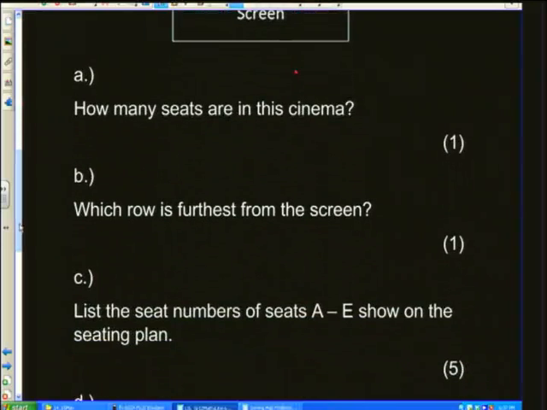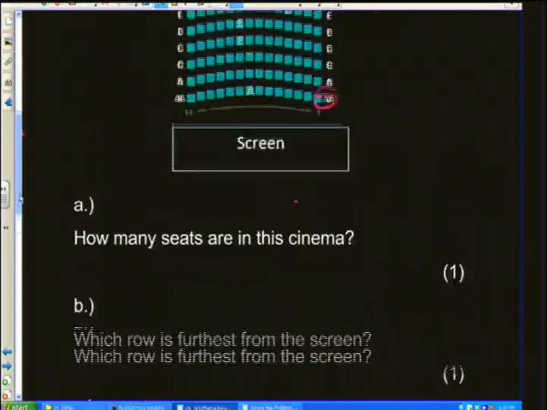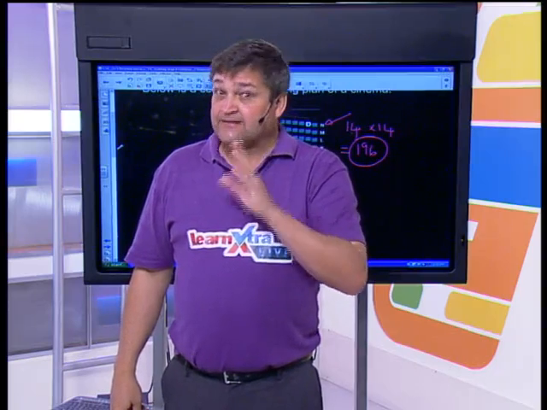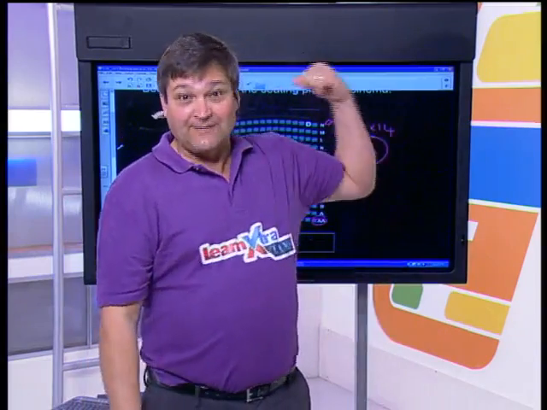The next one. Which row is furthest from the screen? And that's straightforward. If that's the screen, that's the row that's furthest away. And it's row N. Okay. That's kind of important to know, hey? Especially for you guys out there that are going on a date and you want to sit in a back row of the movie. It would be horrendous if you went to row AA thinking it was at the back.